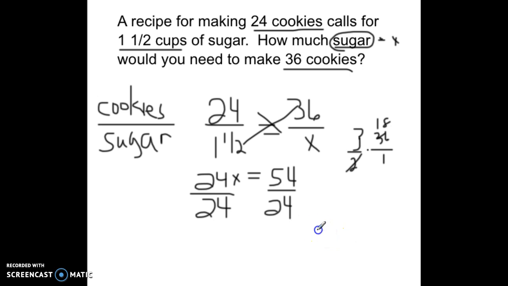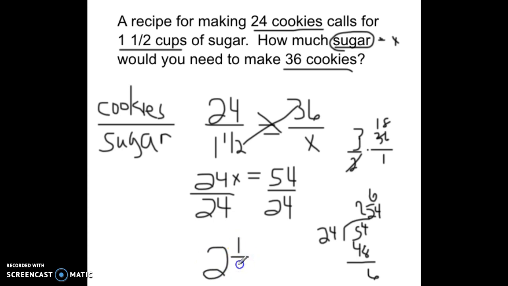And when we do that, we'll have to do 24 into 54. I know it goes in there twice. So that'll be 48. Sorry about my writing. When we subtract, 54 minus 48 is 6. So it's going to be 2 and 6/24 cups. But hey, that can be simplified. And it's going to be 2 and 1/4 cups of sugar.